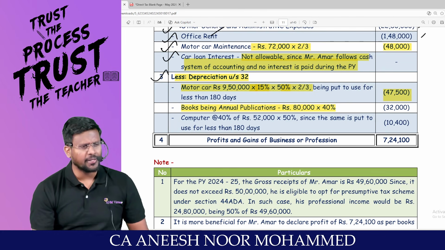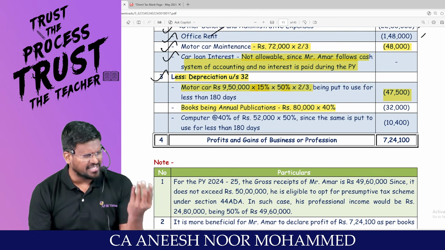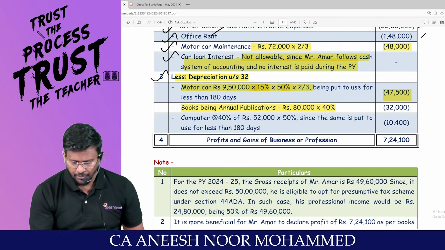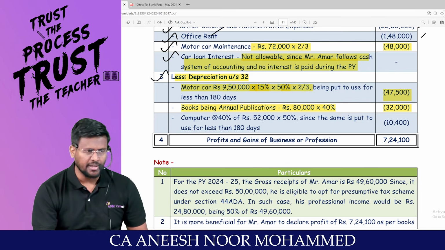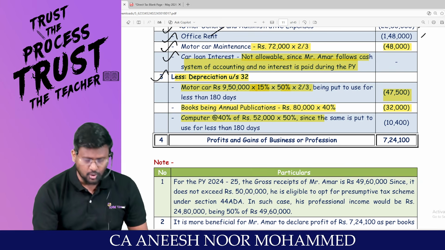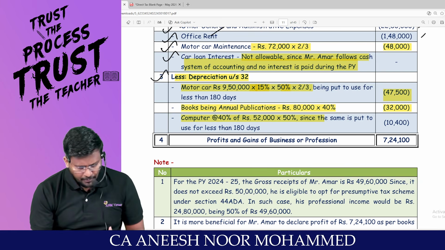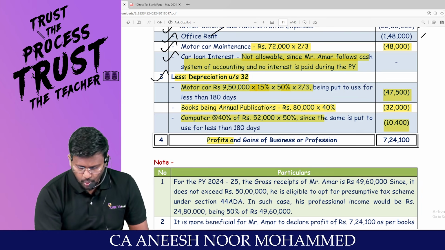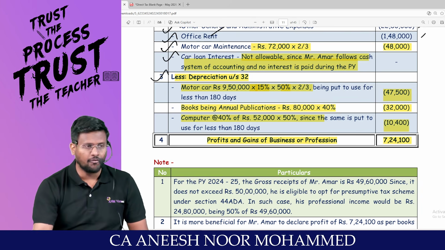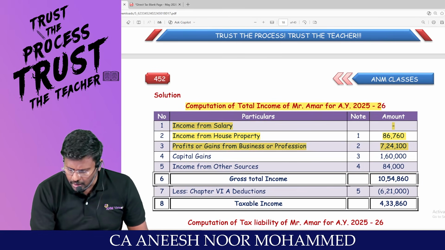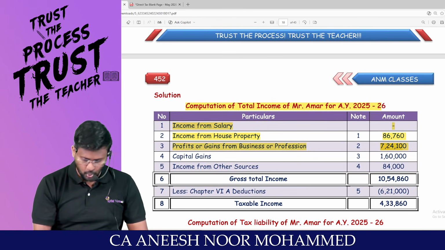Books, being what publication? Annual publication. Sir, whether it is annual publication or other than annual publication, for books how much percent is it? So 80,000 into 40%, 32,000. Computer also has a rate of 40%, but it has been put to use for less than 180 days, so into 50%. So you will be settled with the PGBP of 7,24,100. I believe that you are feeling very comfortable with the PGBP also.